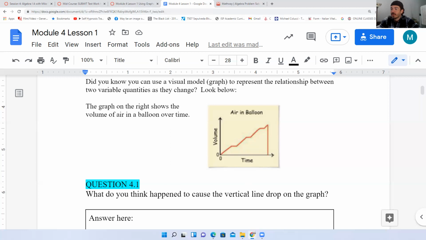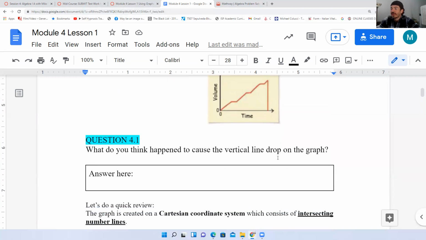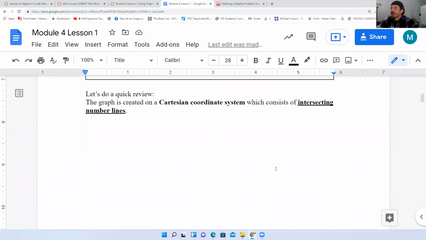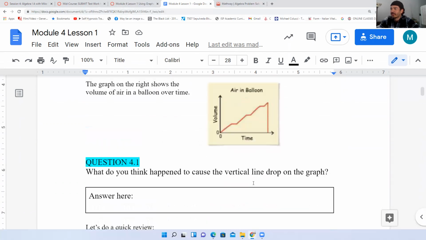Poor Mr. Balloon. What do you think happened to cause a vertical line drop on the graph? Well, I just gave it away. I didn't even know that was going to be the question. Silly teacher. The graph, let's do a quick review. The graph is created in a Cartesian coordinate system, which consists of intersecting number lines.